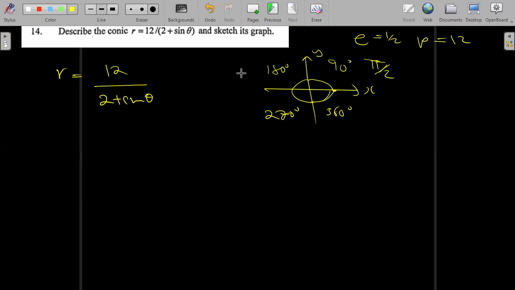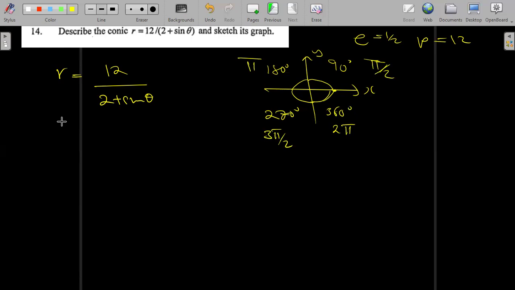Then you have 180, which is just pi. Then you have 270, which is 3 pi over 2. Then 360 is just 2 pi. And of course, 0 is 0. So these are the points that you want to get. Now you get these, and what you want to do is replace them in the equation that you've been given.